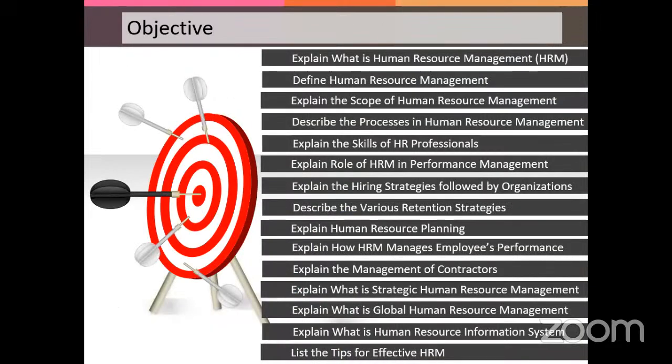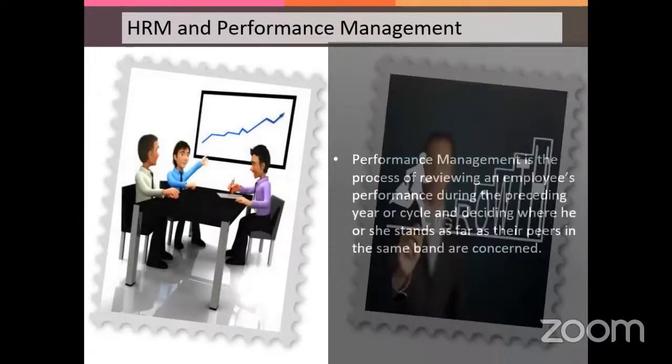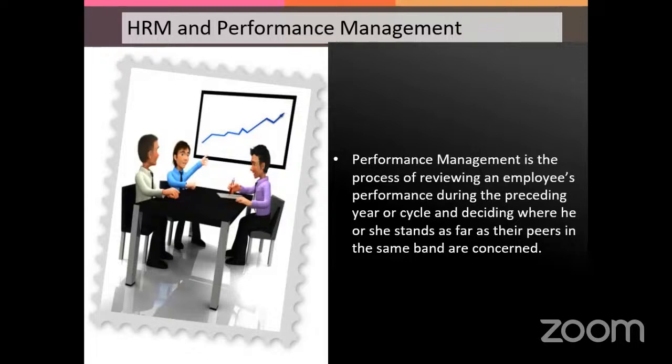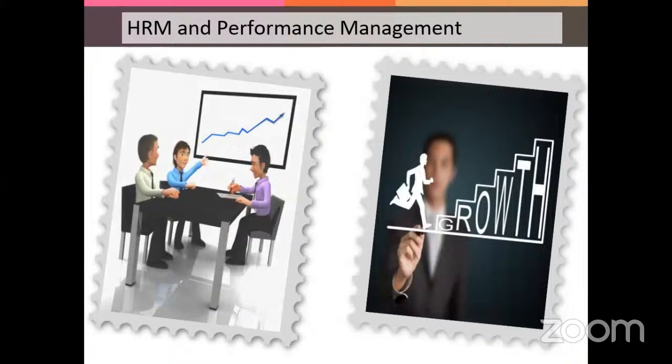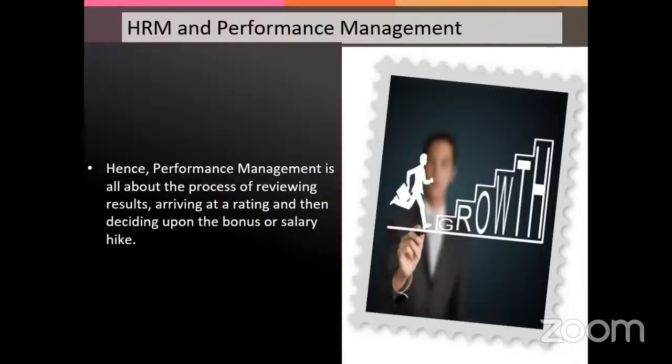Now, we'll now quickly look at HRM and performance, the role of HRM in performance management. Performance management is the process of reviewing an employee's performance during the preceding year or cycle and deciding where he or she stands as far as their peers in the same bands are concerned. Hence, performance management is all about the process of reviewing results, arriving at rating, and then deciding upon the bonus or salary hike. Now, when we say reviewing results, we mean the individual results that the employees are bringing in, okay?